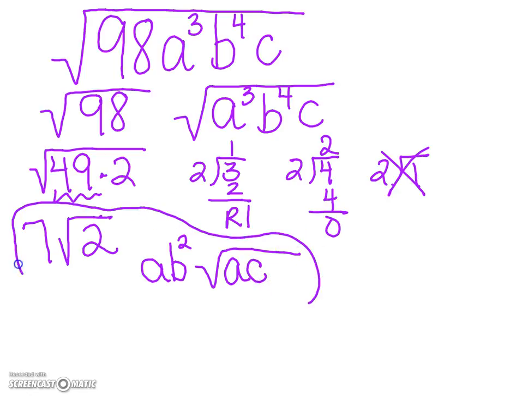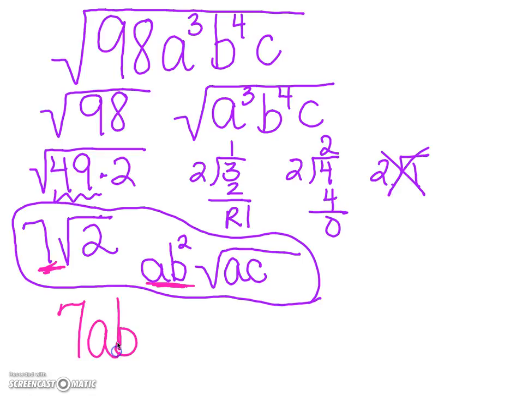So now we got to put this together and make it your final answer. The terms that are on the outside will come together and stay outside: 7ab squared. The terms that are on the inside will stay together on the inside.